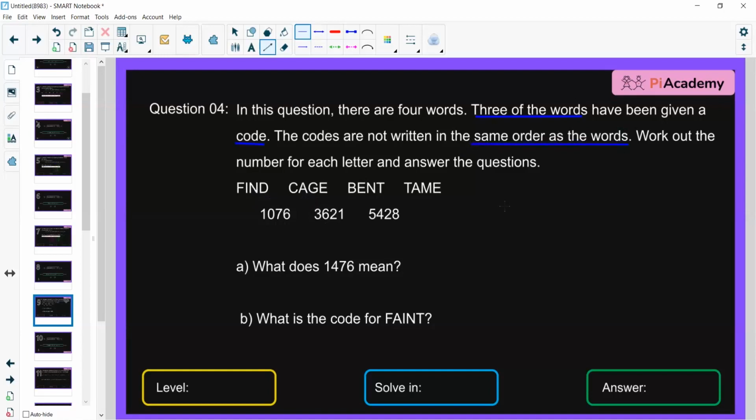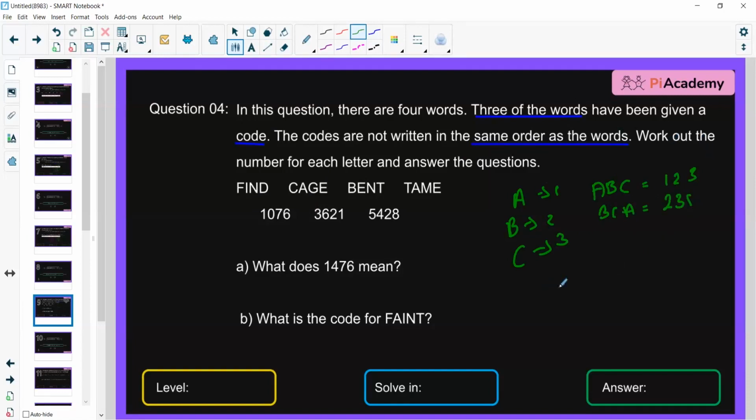So now, in order to solve such questions, what can we do? We know that each alphabet is assigned a number. For example, A is assigned 1, B is assigned 2, C is assigned 3. So A, B, C would be 1, 2, 3, or B, C, A would be 2, 3, 1. This is the way the numbers have been assigned. Here also, for A there might be some number assigned, and for G there might be some number assigned, but we are not sure about it. So we need to break out what number is assigned to what.